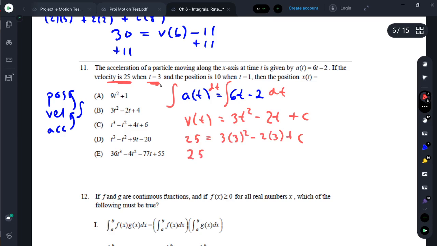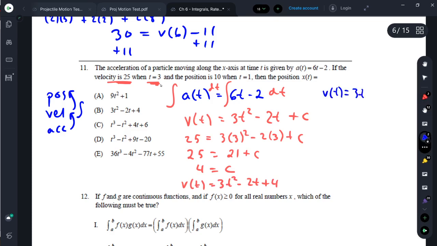That's 25 equals, this is going to be 27 minus 6. That's going to give me 21 plus c. That's going to give me 4 as my c. So it tells me that v of t is equal to 3t squared minus 2t plus 4, right, for that c. I'm going to go ahead and write this up here. V of t equals 3t squared minus 2t plus 4.